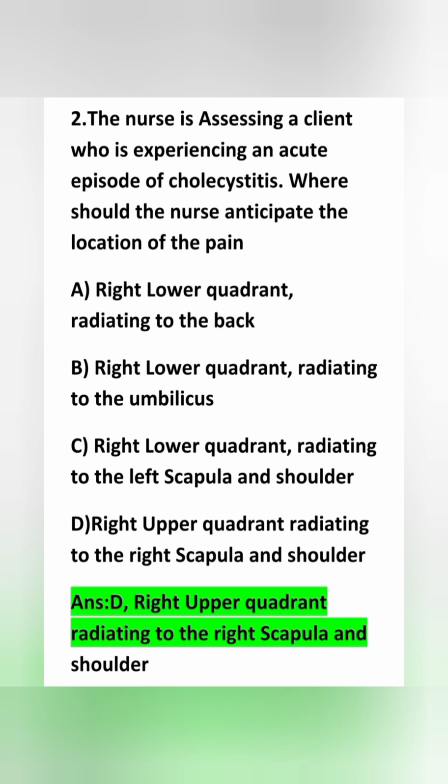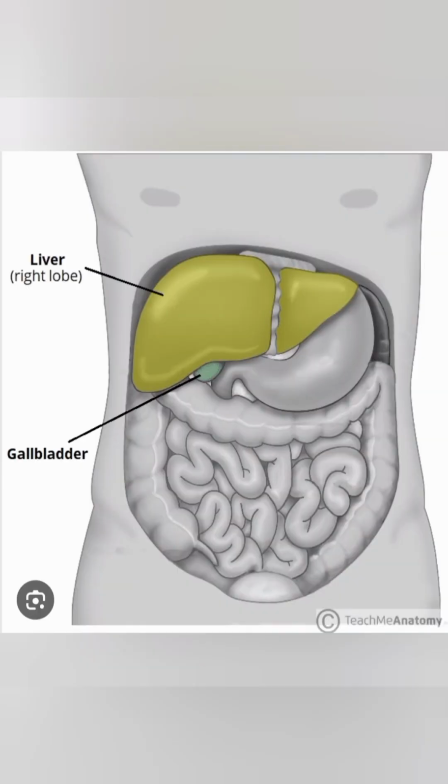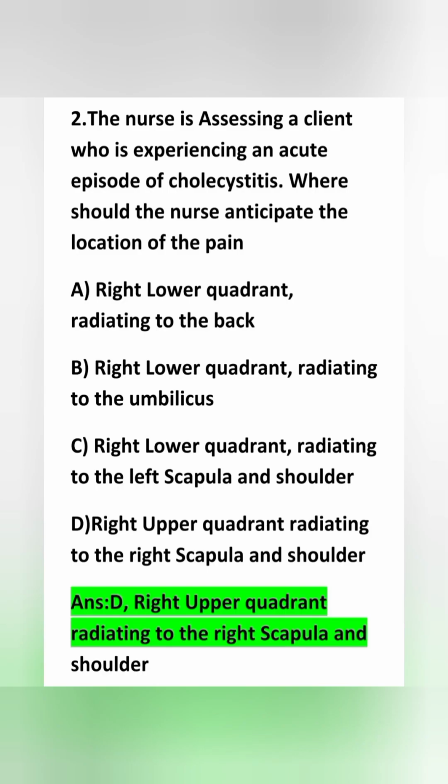cholecystitis, the client may complain of severe right upper quadrant pain that may radiate to the right scapula and shoulder. So right upper quadrant pain may radiate to the right side of the scapula and right shoulder. Here option D is the correct answer, that is right upper quadrant radiating to the right scapula and shoulder. In the picture we can see where the gallbladder is located. The gallbladder is located in the right upper part of the abdomen. So in our question option D is the correct answer.